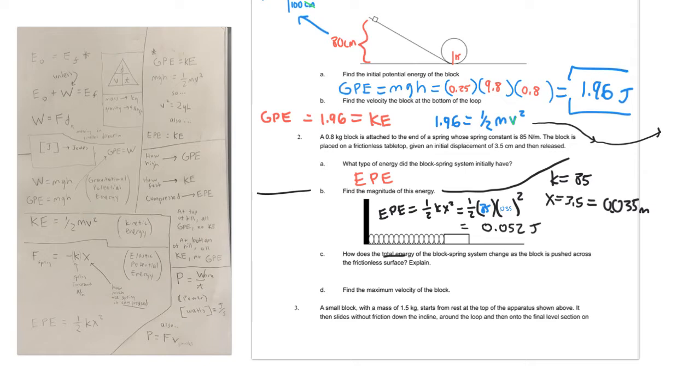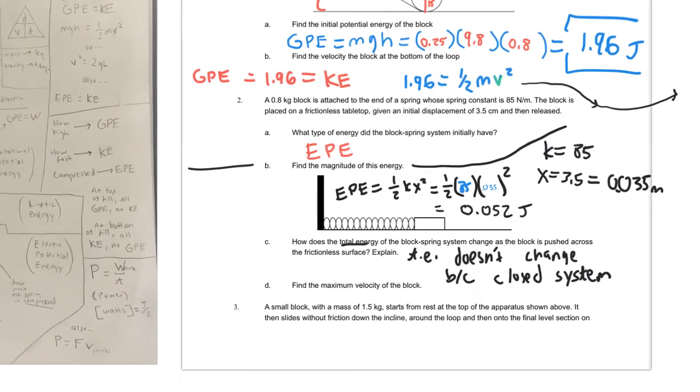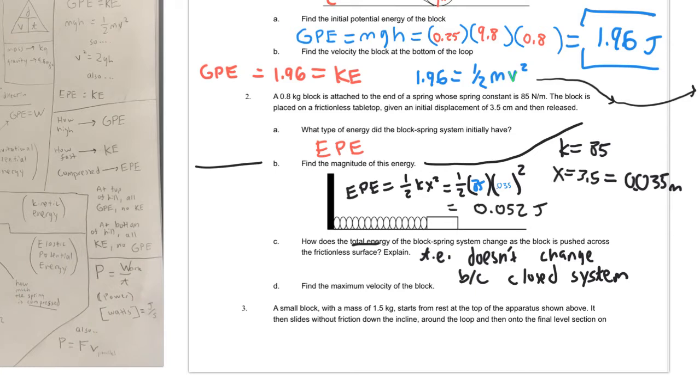So we could literally say, okay, total, I'll just call it TE. I don't feel like writing that. Doesn't change. And I would just say because the system is closed. Because closed system. Okay? There's no work being applied from the outside. And one of the laws of physics is that when you have a closed system, the energy does not change. You can think of the fact that energy cannot be created nor destroyed. That's a related concept.